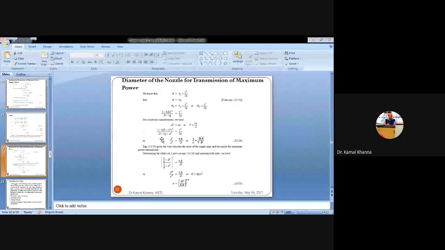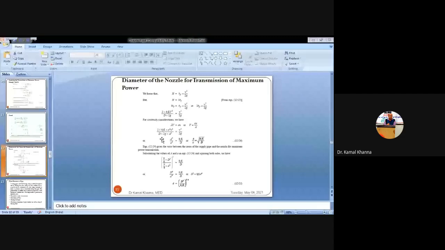So it gives us the ratio of the areas, that is, of the supply pipe, the pipe through which the fluid is flowing, and small a, the area of the nozzle, for maximum power transmission. If in any question an examiner asks you to write the equation for the ratio of the area of the pipe to the area of the nozzle for maximum power transmission, we can simply write the expression: the square root of 8FL by D.